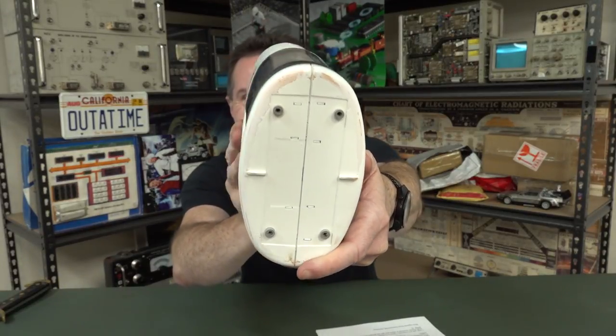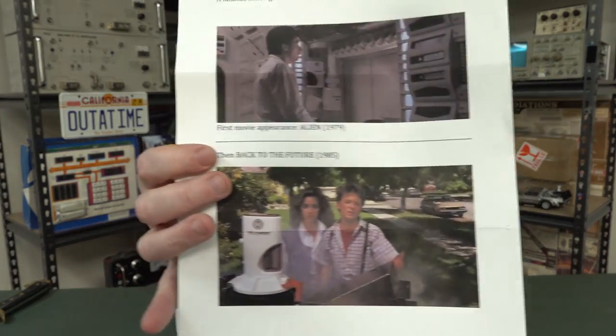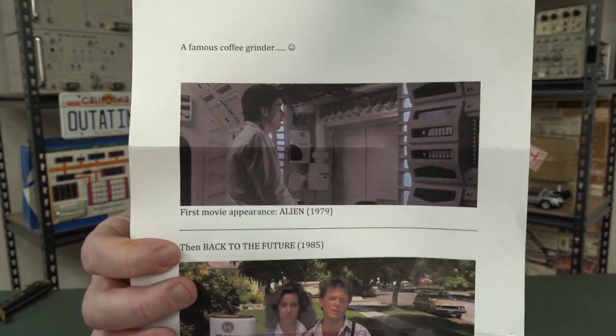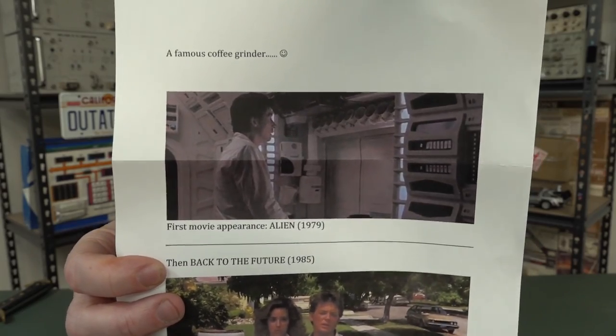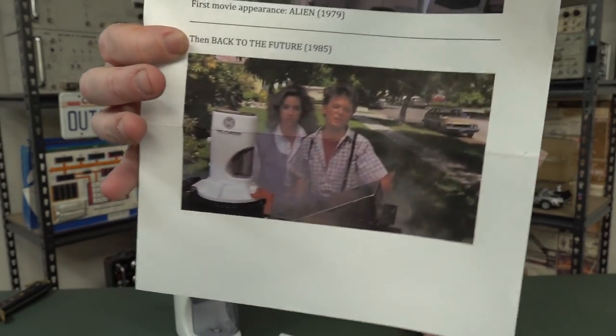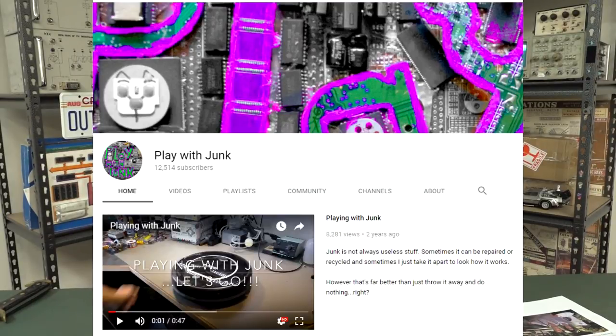There you go. Fantastic. Oh, apparently, it was used in Alien. There you go, I'm gonna have to watch Alien, awesome movie. And of course there's the one with Marty, fantastic. And Christian runs a YouTube channel, Play With Junk. Awesome, I'll link it in down below, check it out. Oh, it's going straight to the pool room.